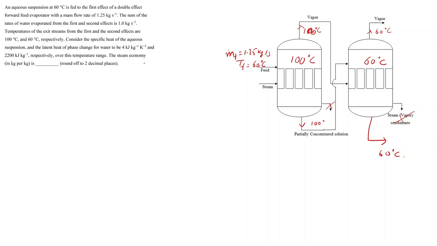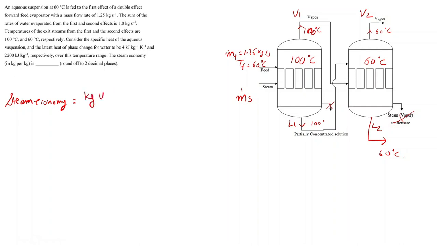Let's consider the mass flow rate of the steam as m dot s, the vapor generated in the first effect as V1, and in the second effect as V2. The concentrated liquids obtained are L1 and L2. For such a case, we define steam economy as the kg of vapor obtained per kg of steam that has been used to generate that vapor.